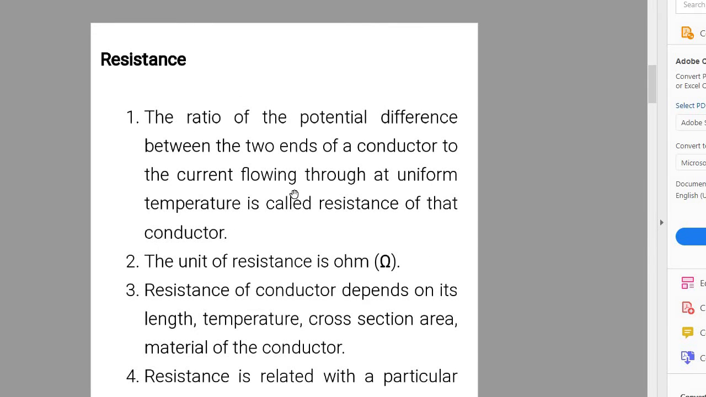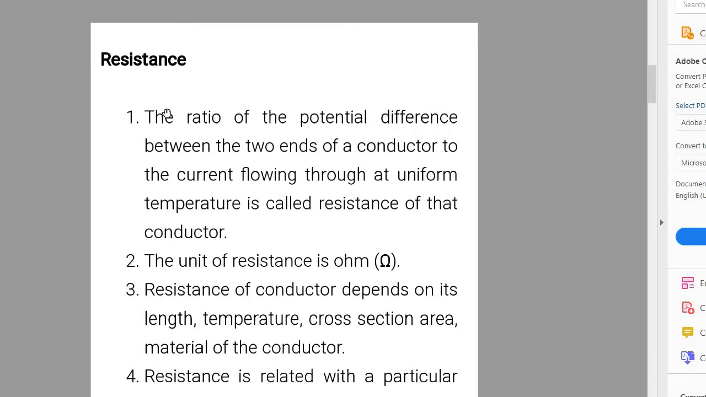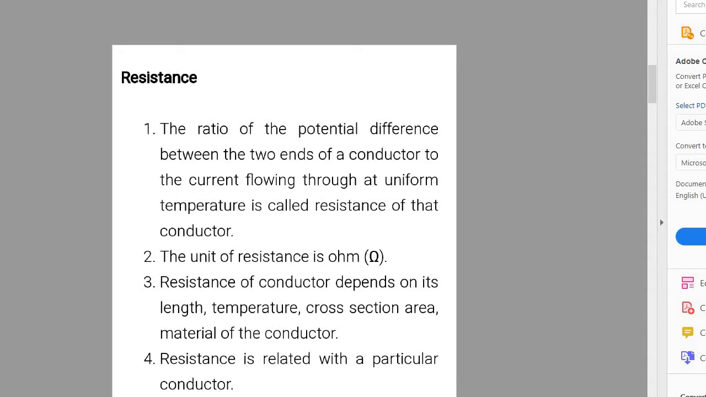Now next question is: what is the difference between resistance and specific resistance? 4 points are here. Ratio of potential difference between two ends of the conductor to the current flowing through it at uniform temperature. Definition of resistance is given. Then unit of resistance is ohm. Resistance depends on these factors: length, temperature, cross section area, material. And resistance is related with a particular conductor. These are the 4 points of resistance.